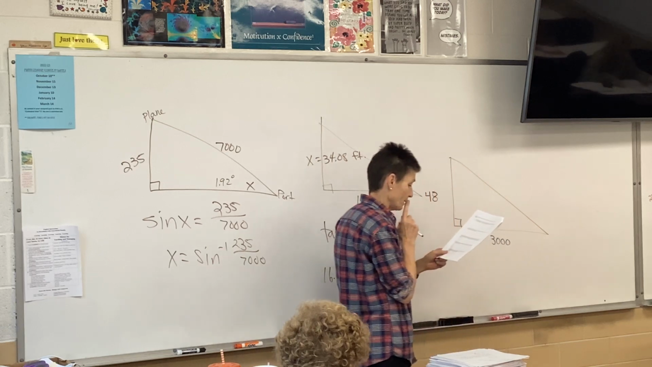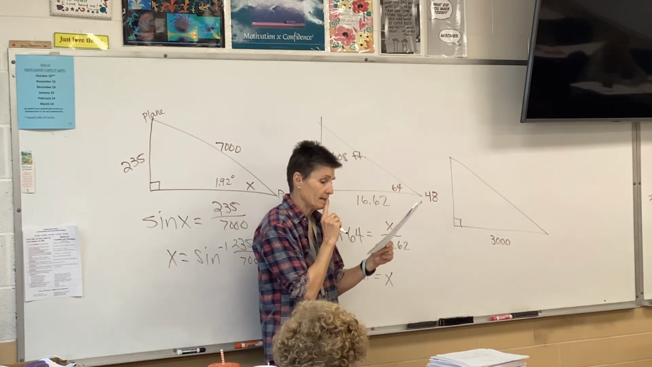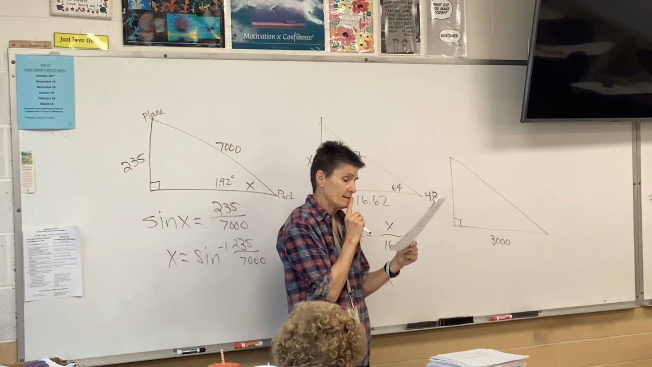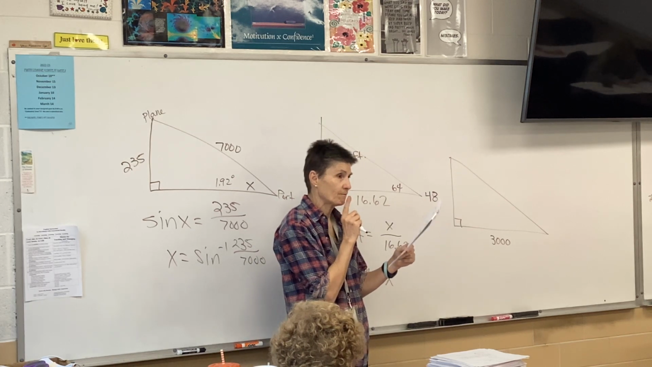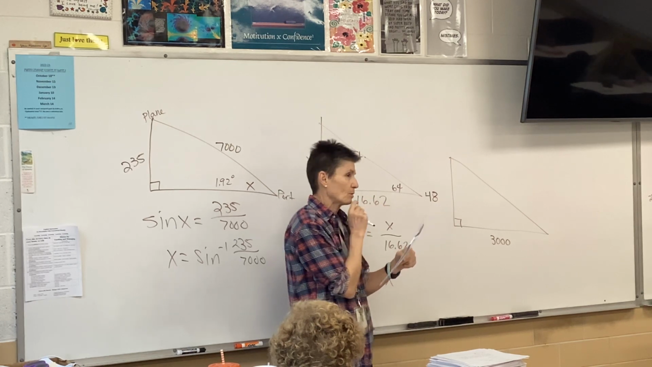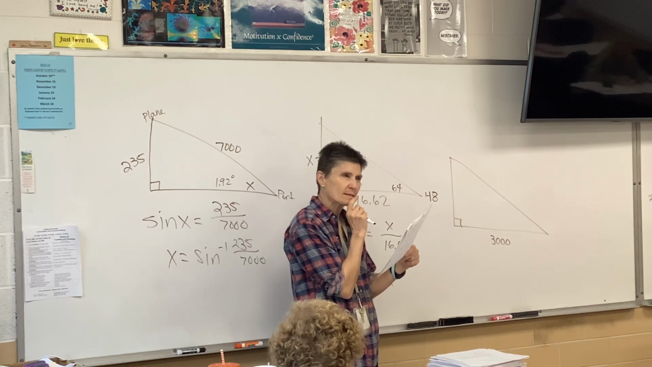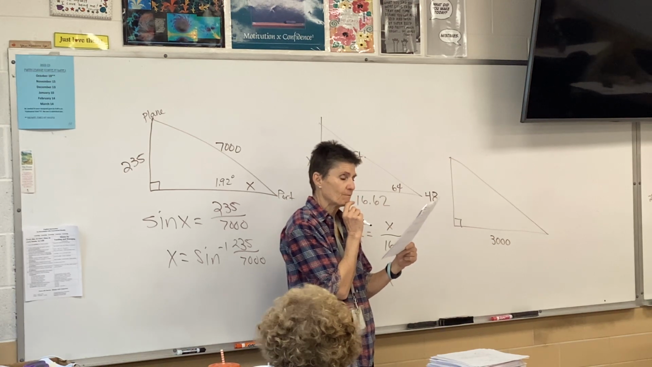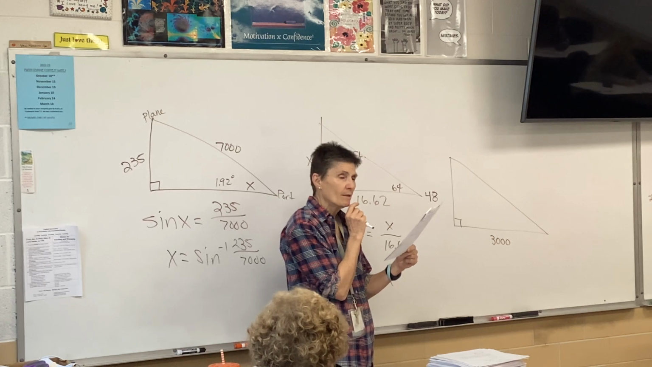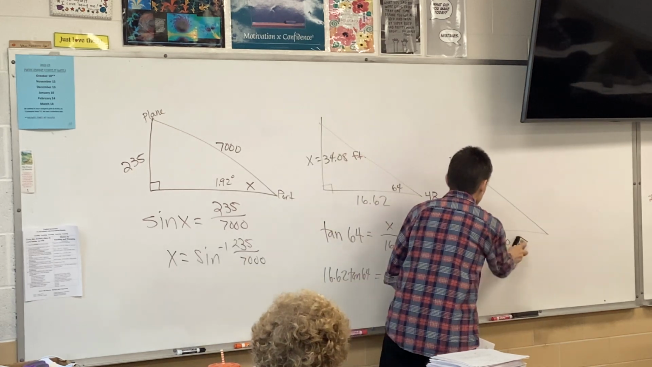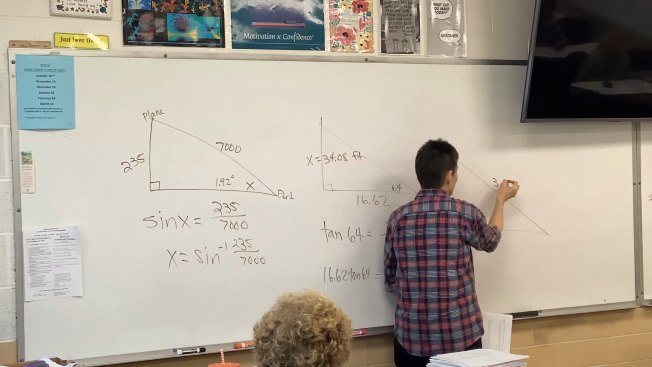Let's read this problem a little bit more carefully. If it said he's standing 3,000 feet from the building, that's where the 3,000 would go. But what does this say? He's standing 3,000 feet from where? The top of the building. So doesn't that 3,000 have to go here?